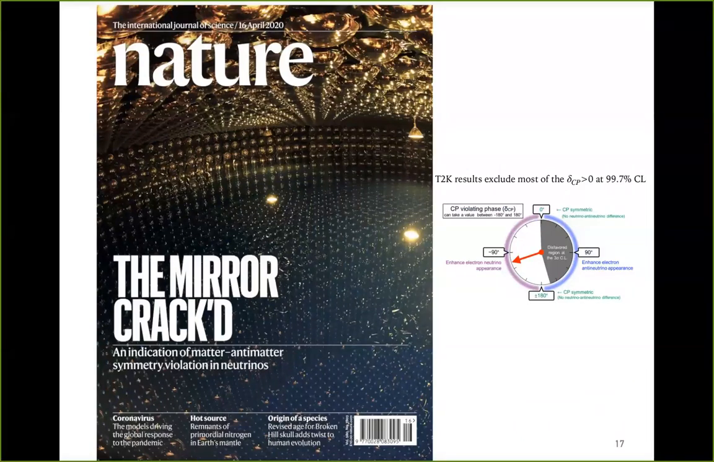Moving on to the next slide. These results are in Nature. These are really recent, although you can find the corresponding paper on the preprint server. And the T2K results, as you can see, exclude most of the region for delta CP. So these are really moving forward to have a 3 sigma observation fully of delta CP. Let's move on to the next slide.